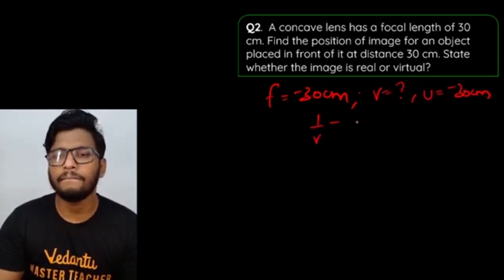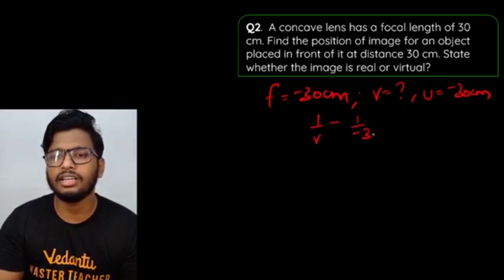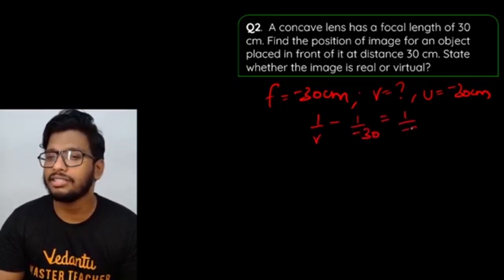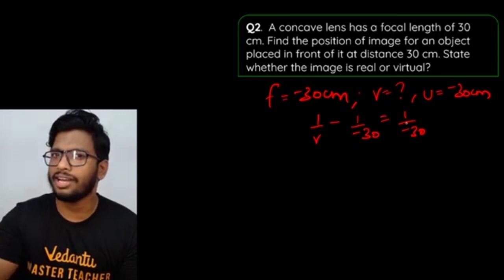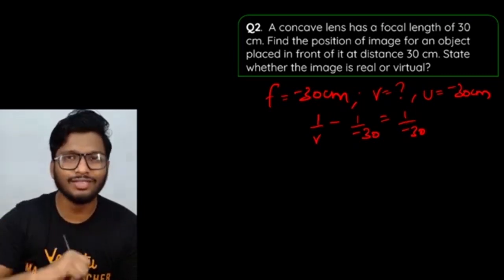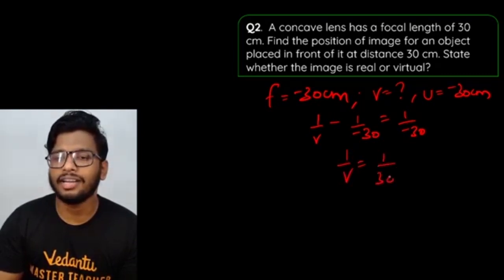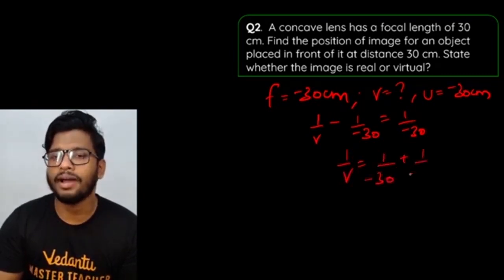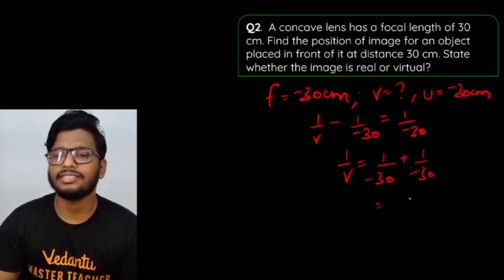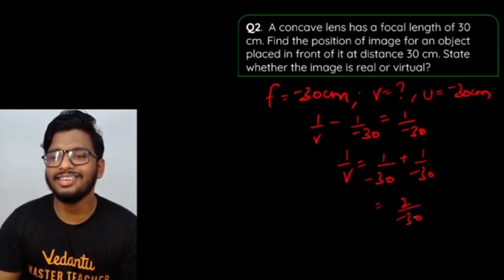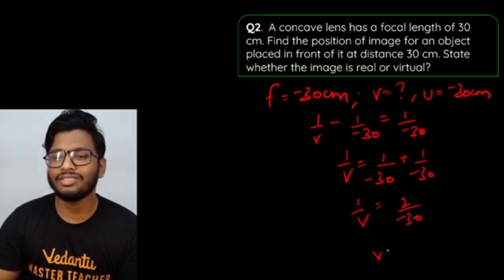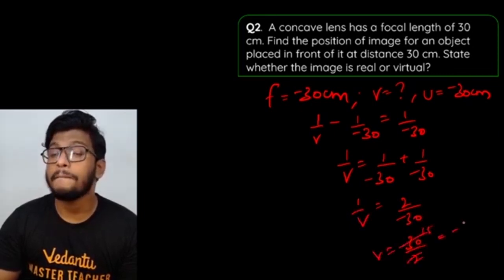1 by V minus 1 by minus 30 is equal to 1 by minus 30 again, because 1 by V minus 1 by U is equal to 1 by F. That's the formula. Put in the values. 1 by V is equal to 1 by minus 30 plus 1 by minus 30 again. So you'll get 2 by minus 30. So that's 1 by V. So V is equal to 30 by 2, which is 15, so minus 15 centimeters.